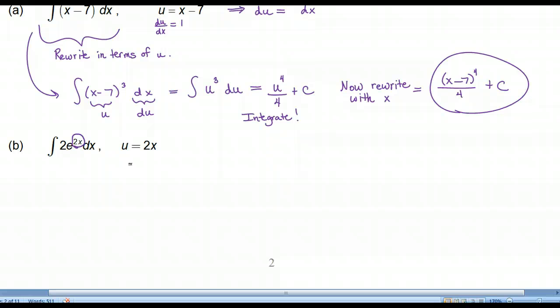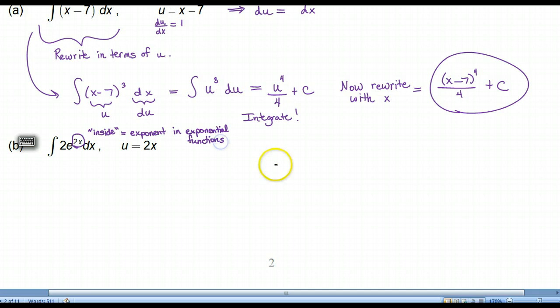Remember when we did derivatives last week, for e's, you find the derivative of the exponent. Whenever you have an exponential function, you want to make sure the exponent is your inside. Okay, so here's u.